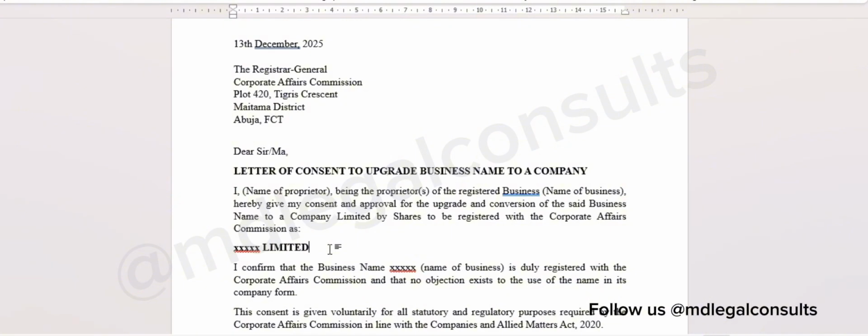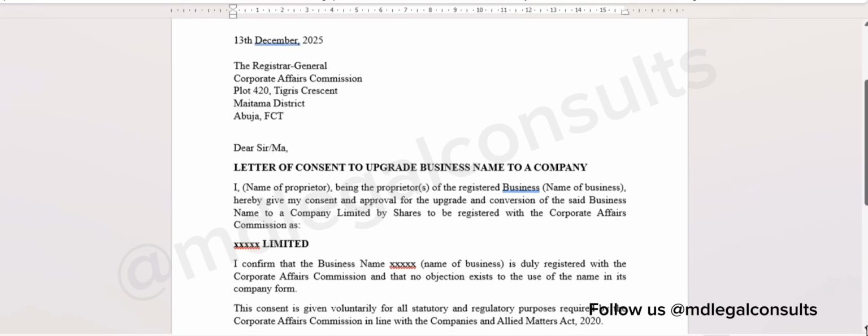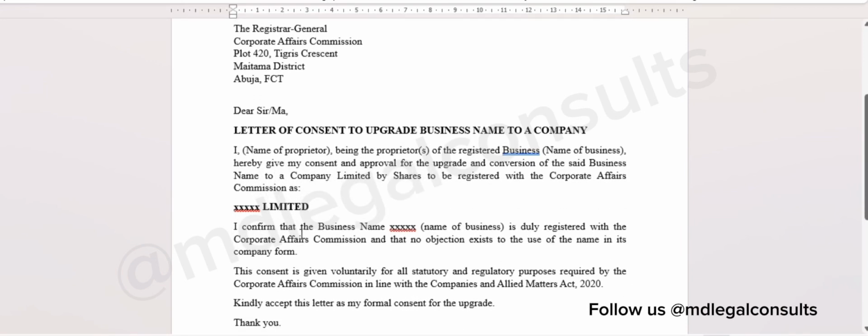So the next line is: I confirm. Please bear it in mind that the reason why we're using I is because it is one proprietor. So if in your business you have two or three proprietors or partners, please make sure that you are including all your partners, using we instead of I. If you are the only one, you include I. If you are more than one, please include we.